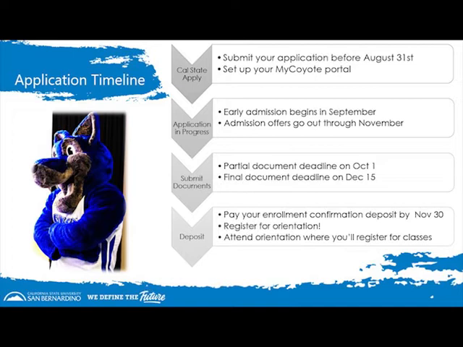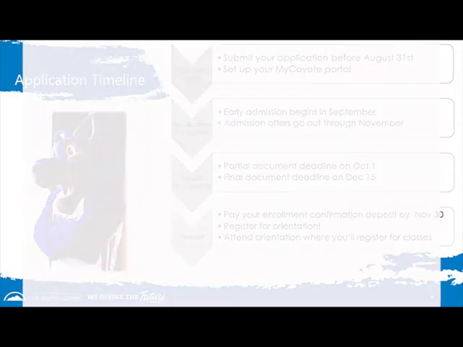Also, CSUSB does not accept fall work for spring admission, so please make sure to complete your requirements by the end of summer. We require final transcripts from all students, so make sure to send us your final transcript on or before December 15th. Finally, you'll register for orientation where you will enroll in classes for spring.